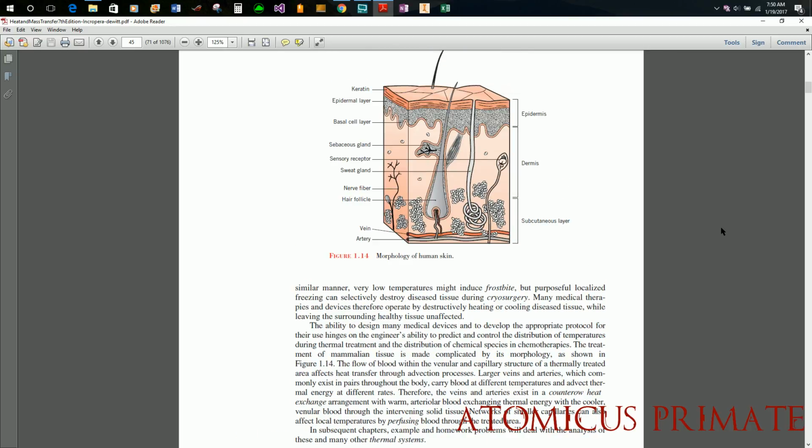In a similar manner, very low temperatures might induce frostbite, but purposeful localized freezing can selectively destroy diseased tissue during cryosurgery. Many medical therapies and devices therefore operate by destructively heating or cooling diseased tissue while leaving the surrounding healthy tissue unaffected.